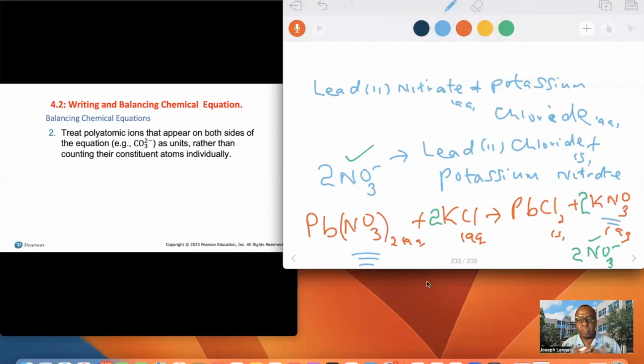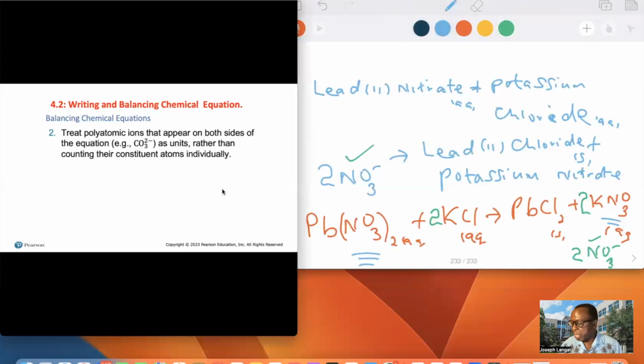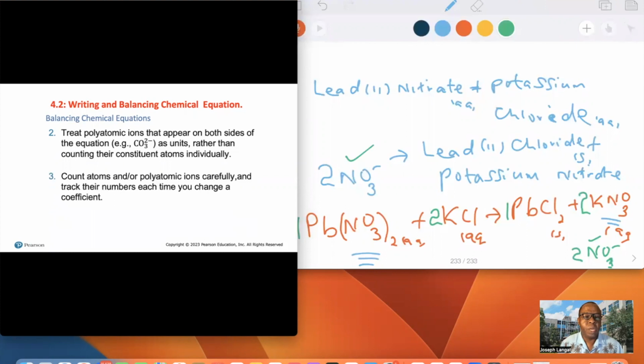What I've done is I've just treated nitrate as if it is a single unit. Do not just split it into oxygen and nitrogen. Yes, you can do that, but it will take a long time before you get the right coefficients. And here we have 1, and the equation is balanced. Just practice: when you see a polyatomic ion on either side of the reaction arrow, treat it as one unit. Count atoms or polyatomic ions carefully and track the numbers.